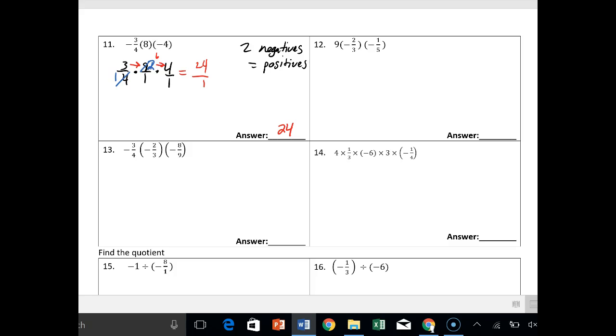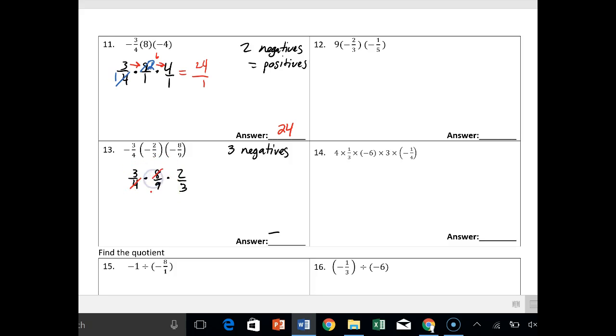I'll do number 13. So we have 3 negatives. So my answer, because we have 3 negatives, will be negative. So look to cross cancel. I'm actually going to move this a little bit. I'm going to say 3/4 times 8/9 times 2/3 because I feel like I can cross cancel a little bit more with these guys. So I just use the commutative property of multiplication to rearrange this problem.